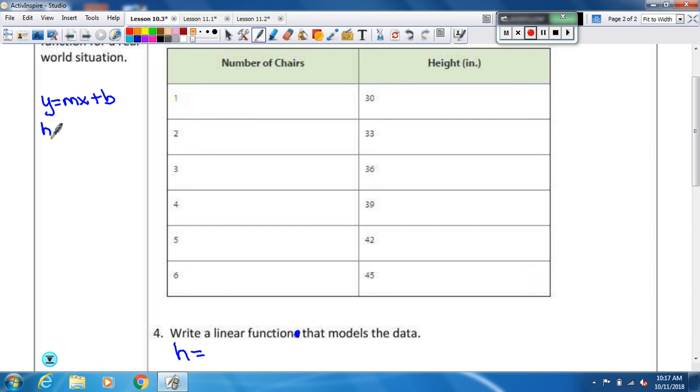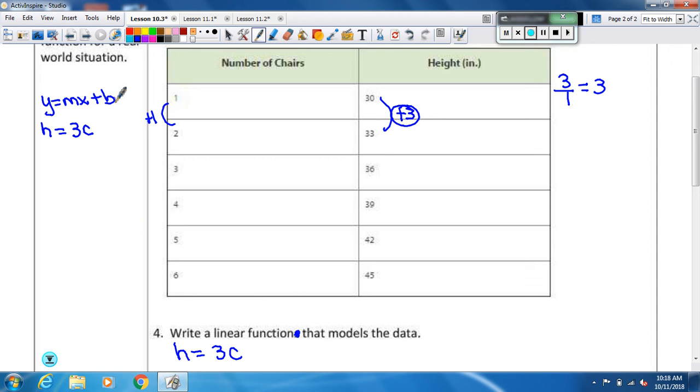Except instead of y, we're going to relate it to the real world situation. So it's going to be h equals, okay, we got to find the slope. From 30 to 33 is adding 3. And from 1 to 2 is adding 1. The slope is a fraction with the circled number on top, so 3 over 1. Y value always goes on top, but 3 divided by 1 is 3. So I've got 3. Instead of x, I'm going to use c for chairs. Okay, so 3c.